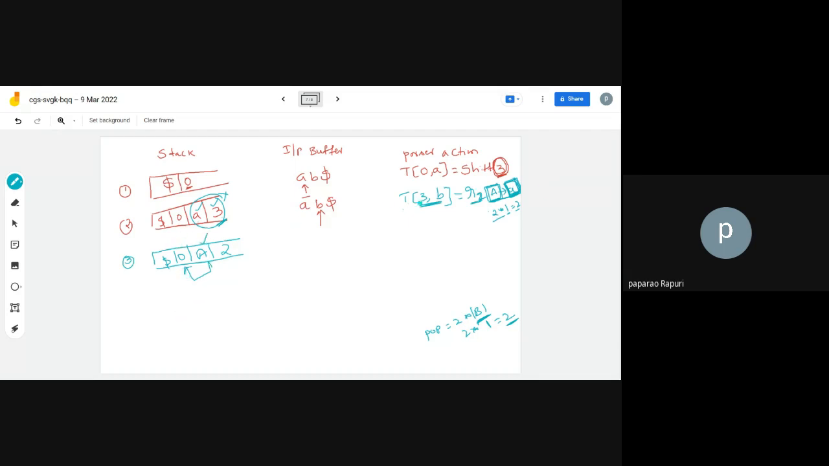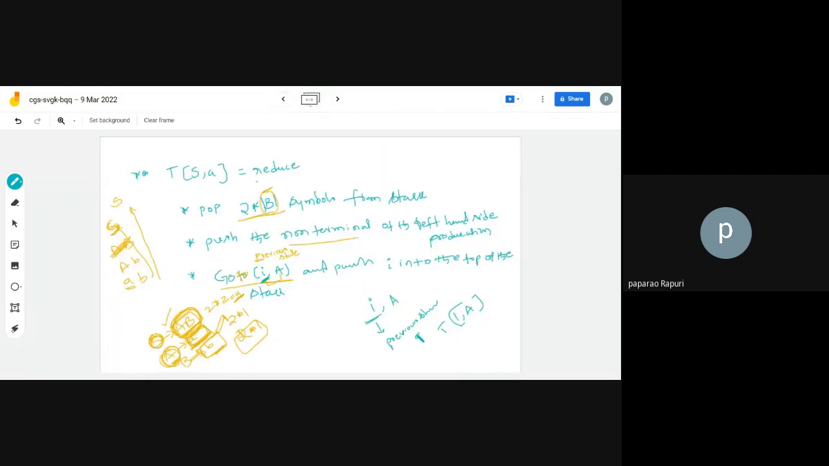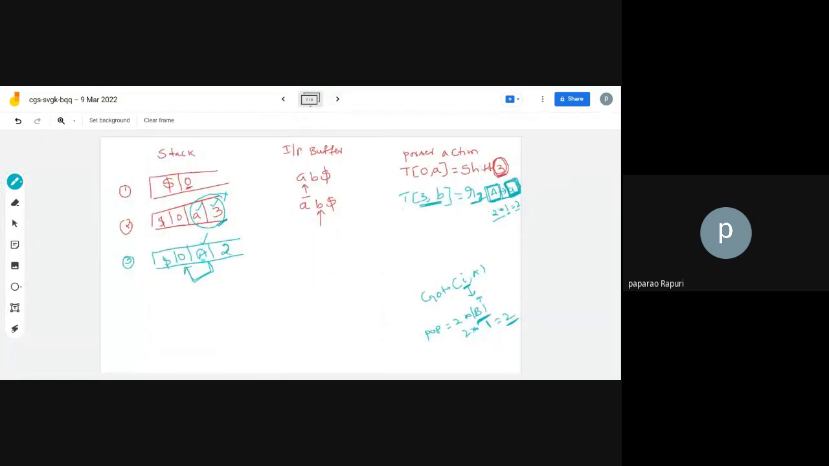Now the third point we need to do is go to I comma A. Here I means previous state. What is the previous state for A? 0. So we need to go to 0 comma A. If we move to 0 comma A, state 0 and A, that is 2. So we will get some state, and that state we need to push into the stack. Like this, we will get this one. So you see.